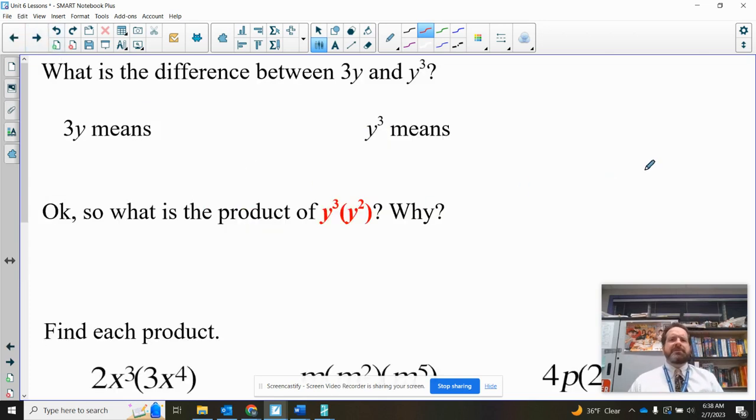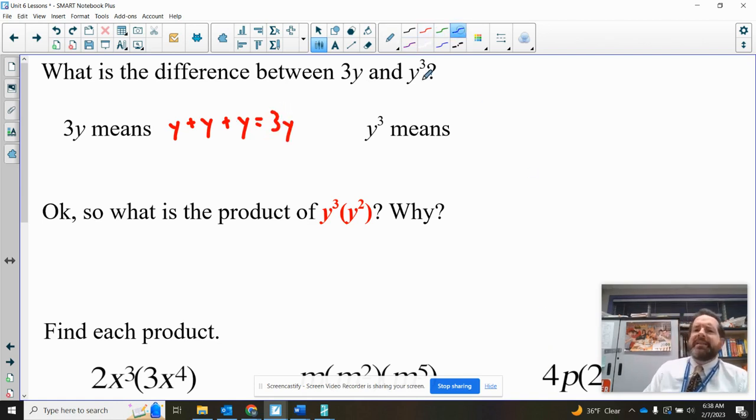Let's make sure we understand the difference between 3y and y to the third power. They look very similar. It's easy to get them mixed up. 3y means y plus another y plus another y. So when we combine like terms, I've got 1, 2, 3 of them, 3 y's altogether. Y to the power of 3 means y times y times y. So that's the big difference.